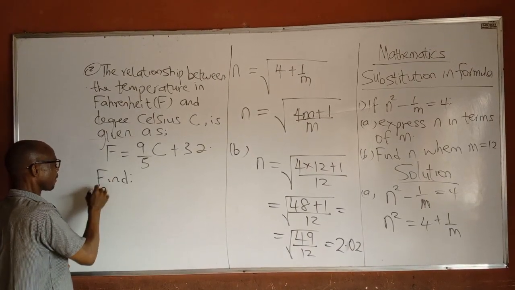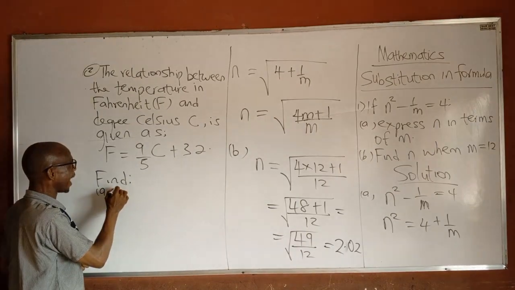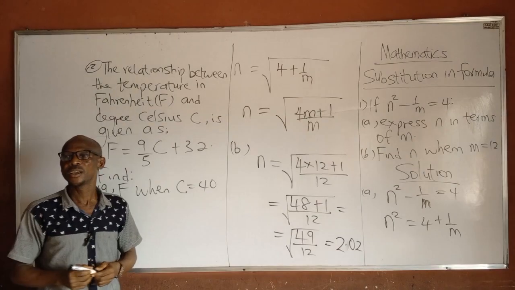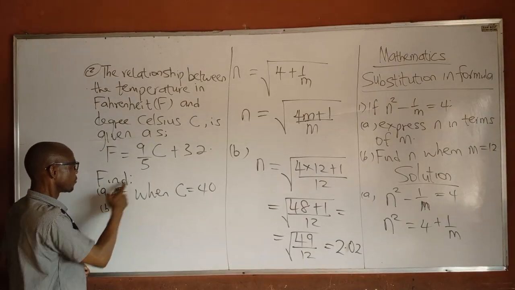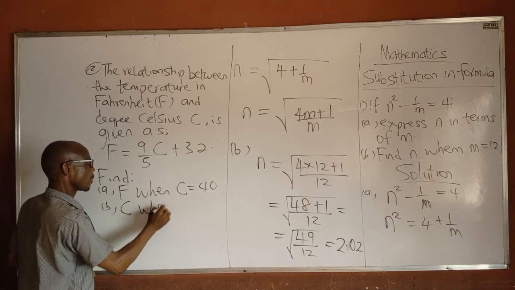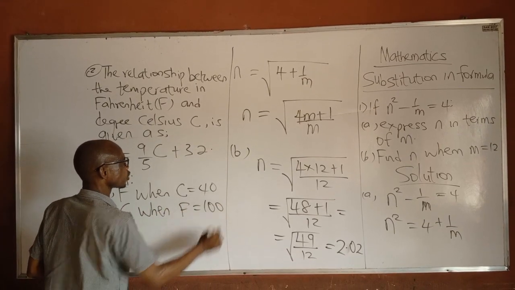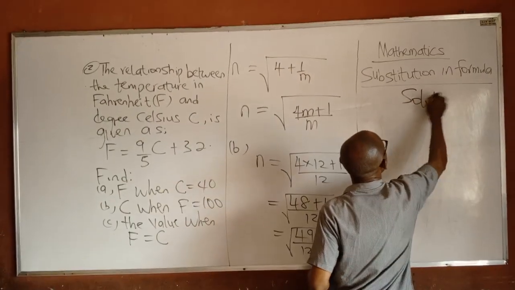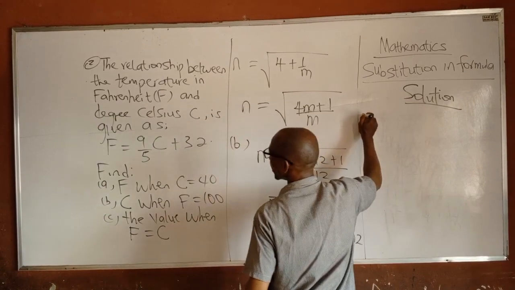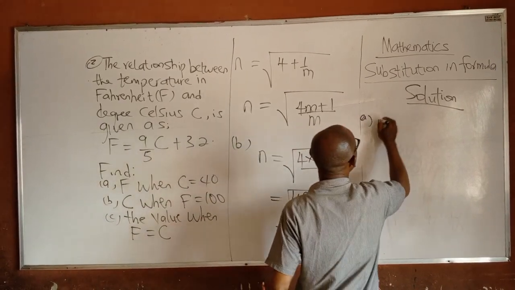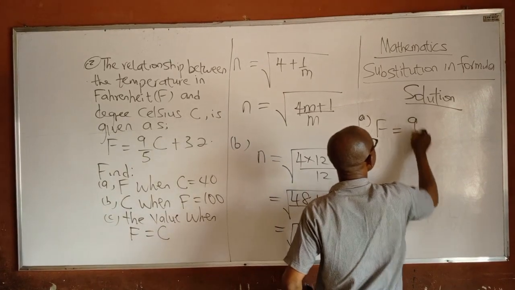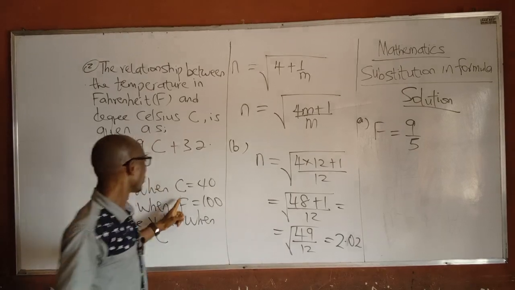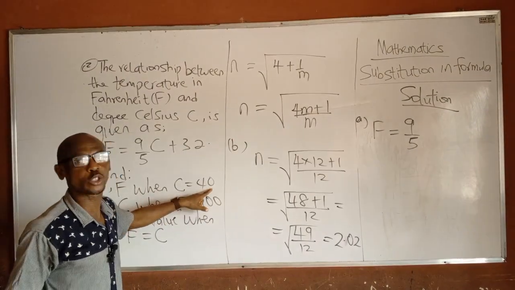Find F when C is equal to, let's say, 40. Let's take another one. Find C when F is equal to 100. Question number 1. Solution. A. We want to look for F when C is equal to 40. We are looking for F when C is equal to 40.